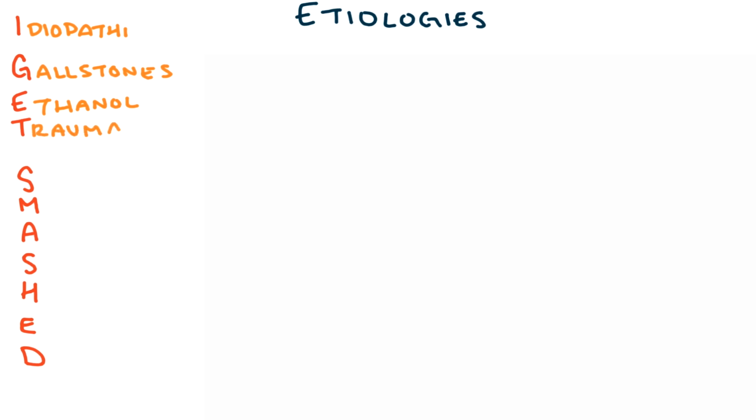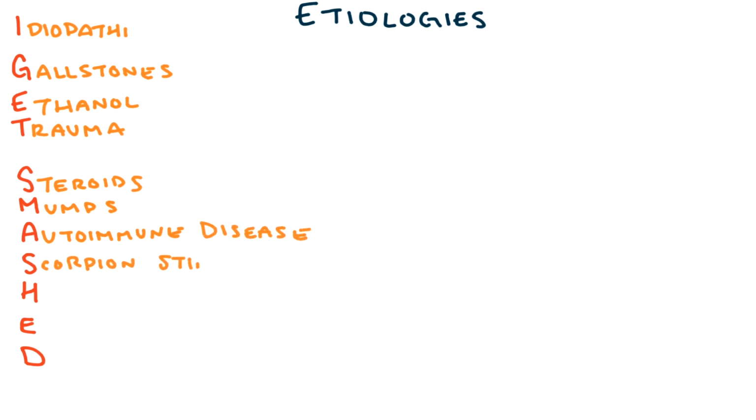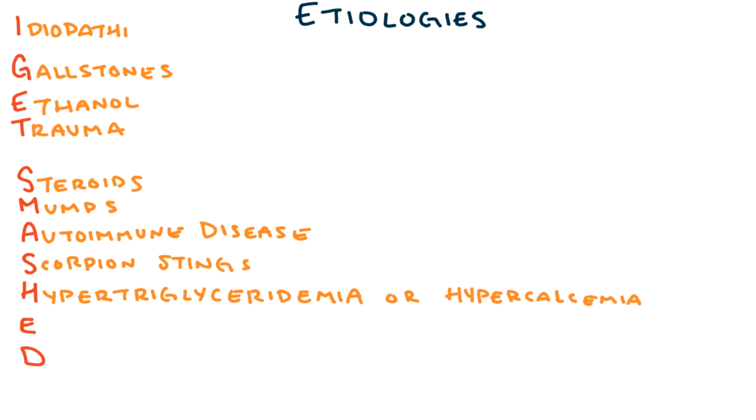T is for trauma, which can lead to pancreatitis by damaging the pancreas and its ductal systems. S is for steroids. M is for mumps, which is a rare cause due to widespread vaccination against the virus. A is for autoimmune disease. S is for scorpion stings. H is for hypertriglyceridemia or hypercalcemia. E is for ERCP or endoscopic retrograde cholangiopancreatography, which can lead to pancreatitis after the procedure. And finally, D is for drugs.